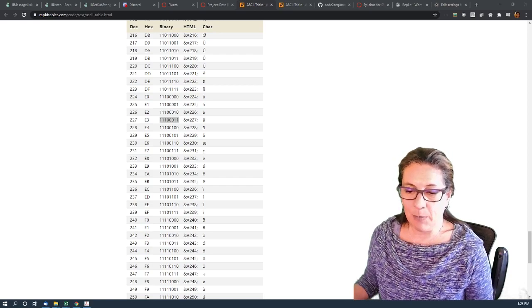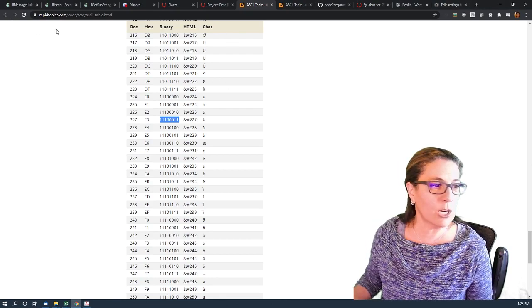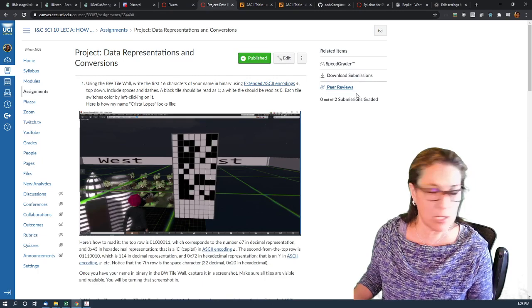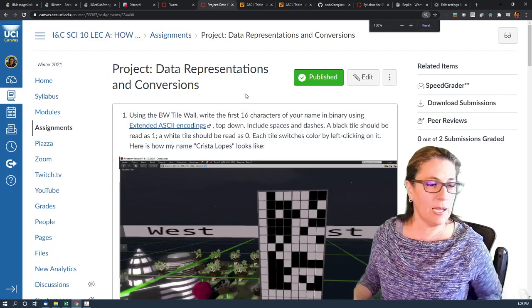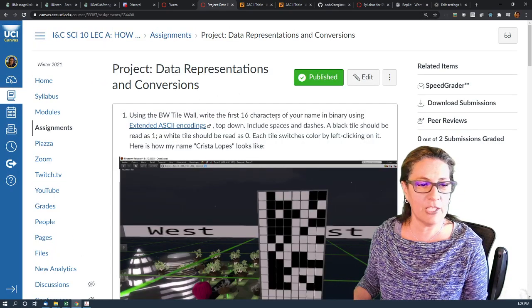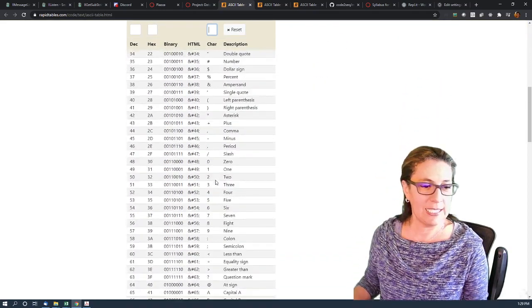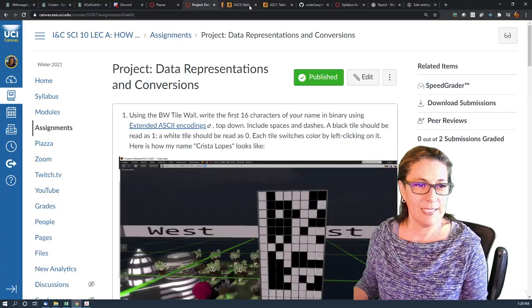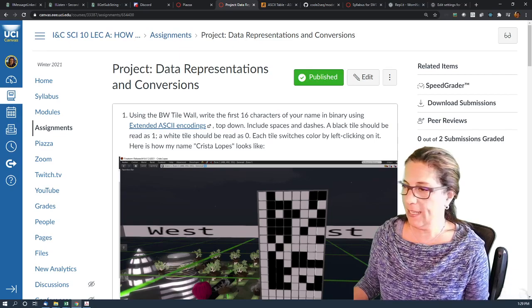Vivian asks, where can I find the link to the chart? You can find it right here on the homework, in the first line: using the black and white tile wall, write the first 16 characters of your name in binary using extended ASCII encodings. It's right there, just follow this link. This is the table that you want to look up. Any more questions about the black and white wall part?